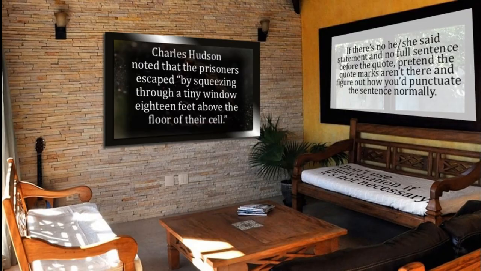So let's take a look at this one from Charles Hudson. Charles Hudson noted that the prisoners escaped by squeezing through a tiny window 18 feet above the floor of their cell. Now we do have Charles Hudson noted, which is another version of he said. But check it out, we've got other words in there. That the prisoners escaped, and then there's his quote, by squeezing through a tiny window 18 feet above the floor of the cell. Now, Charles Hudson noted that the prisoners escaped. That's a period. He said, people escaped. People escaped. There we go.